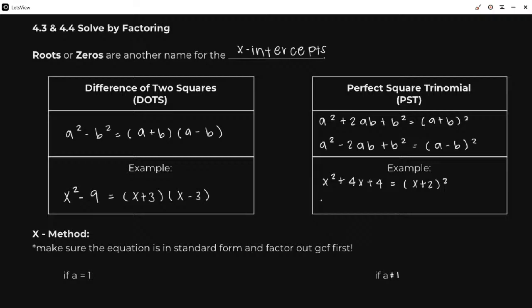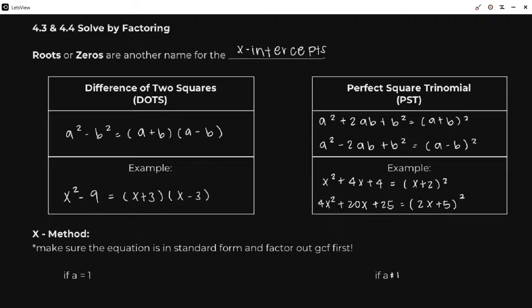And another one would be 4x squared plus 20x plus 25. And that would factor into 2x plus 5 squared. So the square root of 4x squared is 2x. That's this part here. And the square root of 25 is 5.